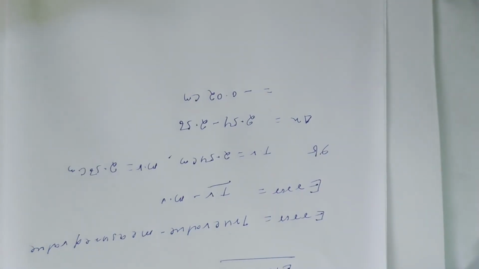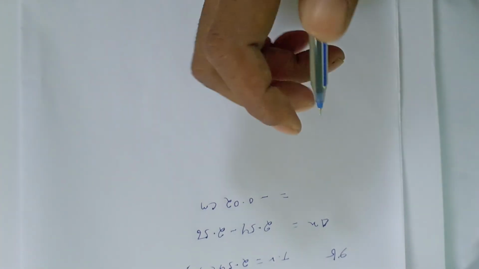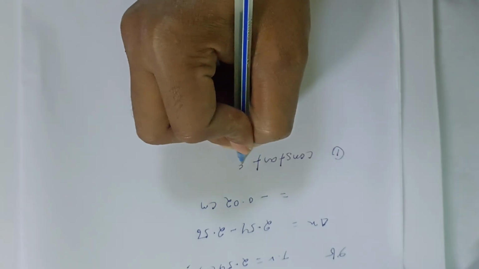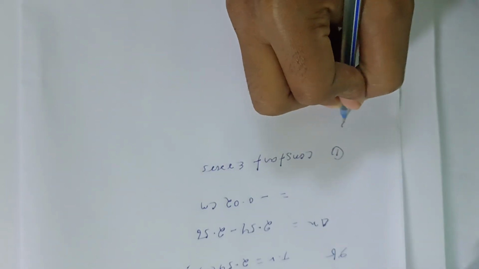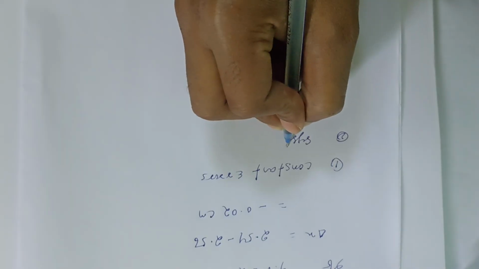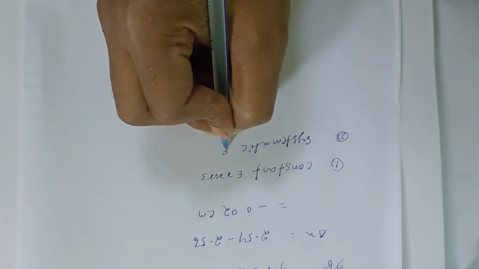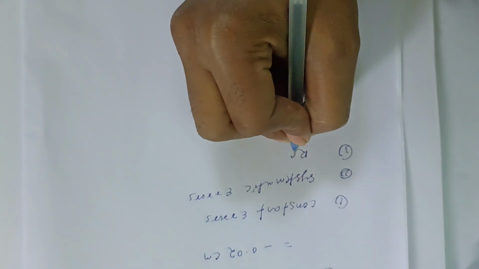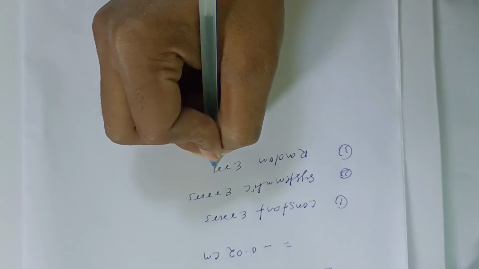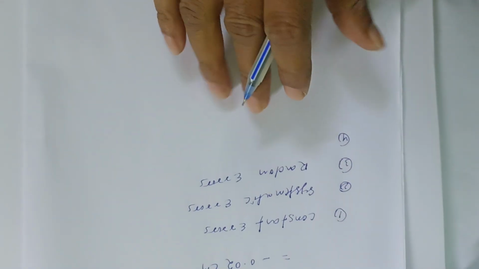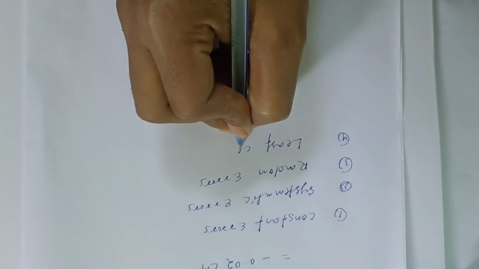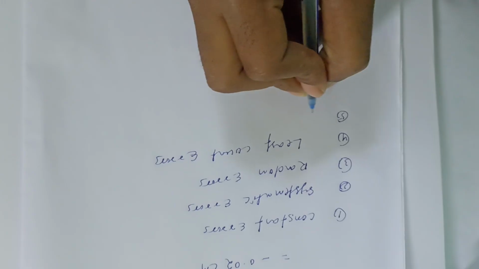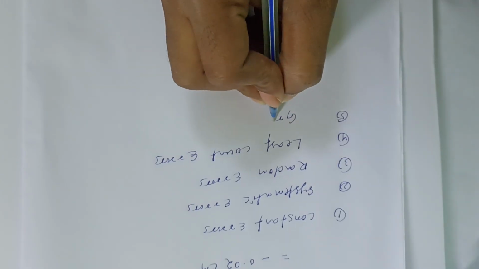So there are different types of error in physics. Different types of error are constant error, systematic errors, random errors, least count errors, gross error, mistake.